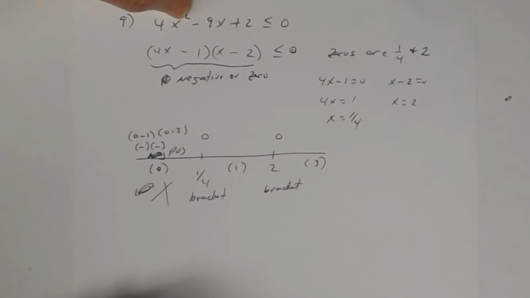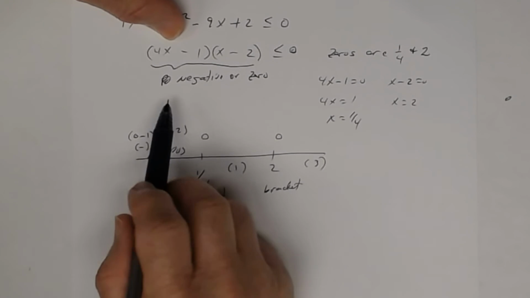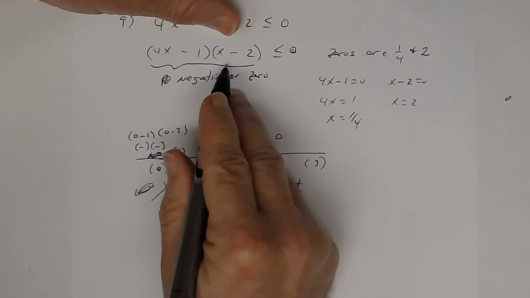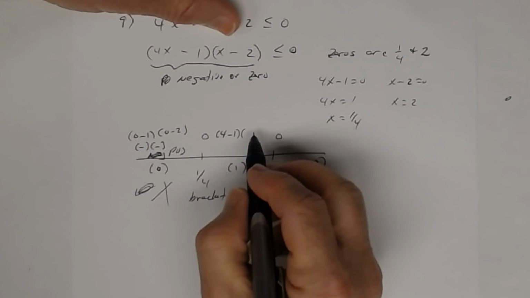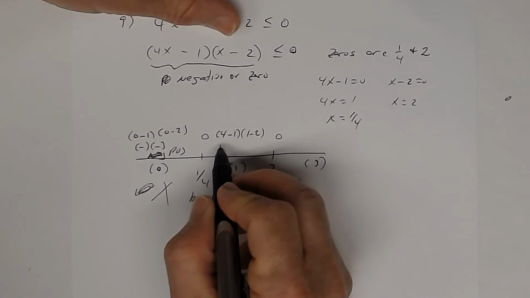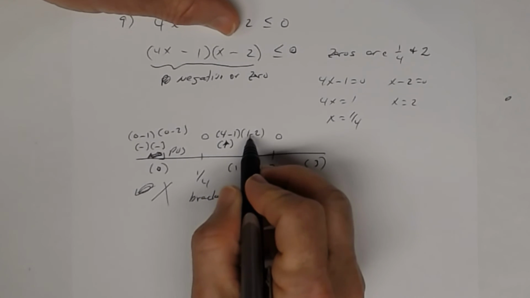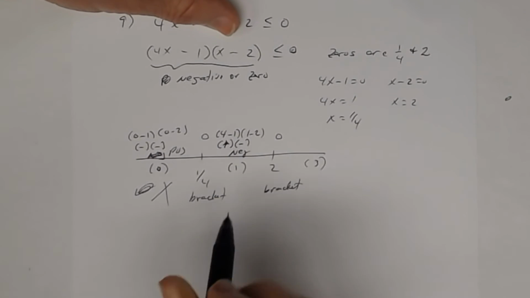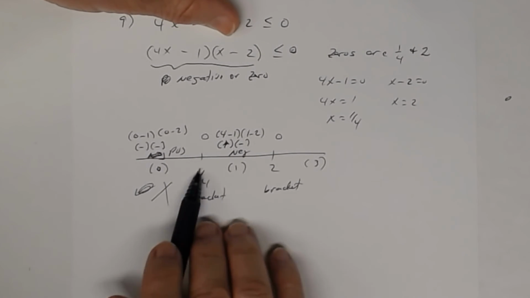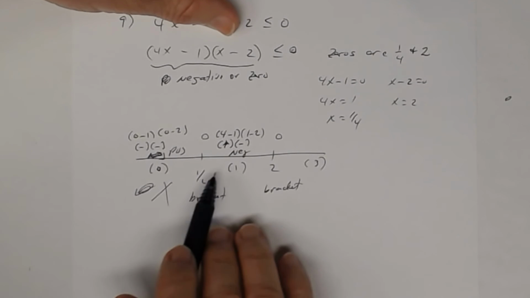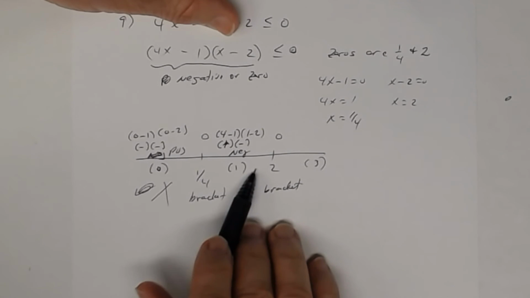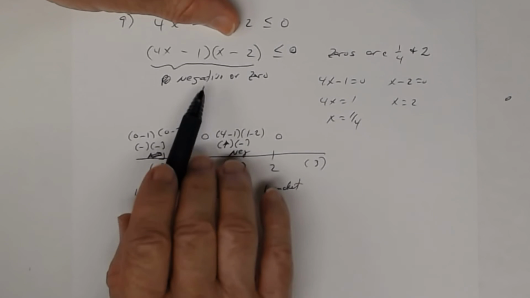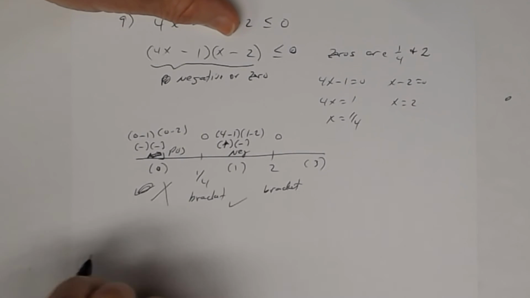Okay, let's do number 1. When x is 1, 4 times 1 is 4, right? So I get 4 minus 1 times, and then when x is 1, I get 1 minus 2. 4 minus 1 is 3, that's positive. 1 minus 2 is negative 1, so that's negative. A positive times a negative is a negative, right? No matter what value of x I choose between 1/4 and 2, that will make this product negative. Is that something I want? The answer is yes. So I'm going to check it off.